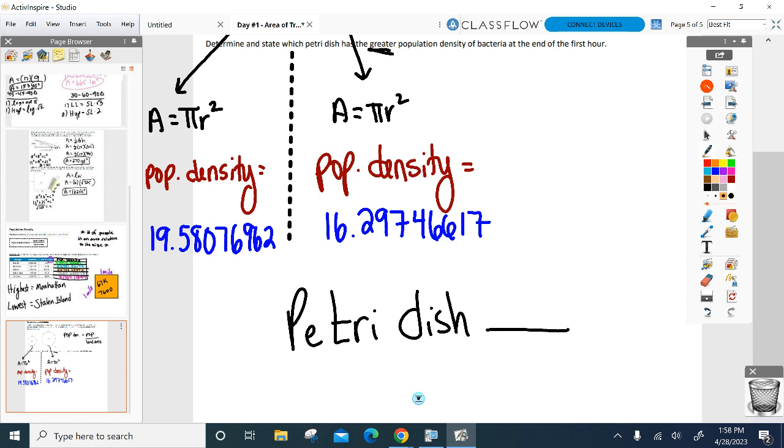Yeah, I see that. Make sure our densities match. And then hopefully you've gotten in your mind now when they ask for population density, it's not really how large the figure is. It's how much is packed into that figure. All right, and it was Petri dish A that had the larger population density.